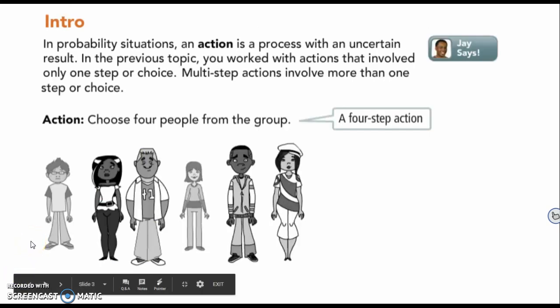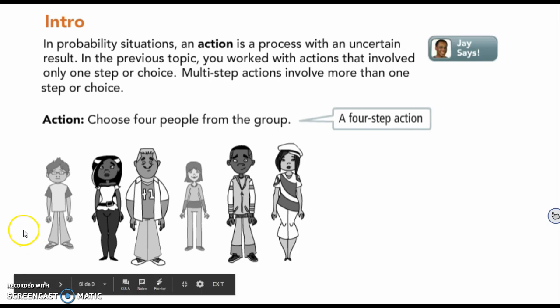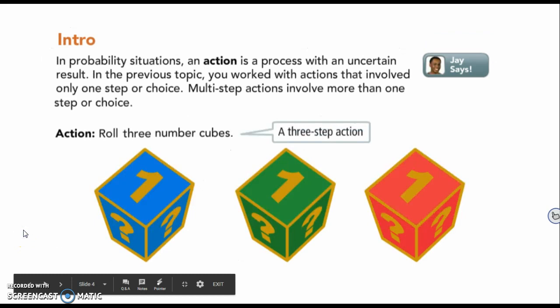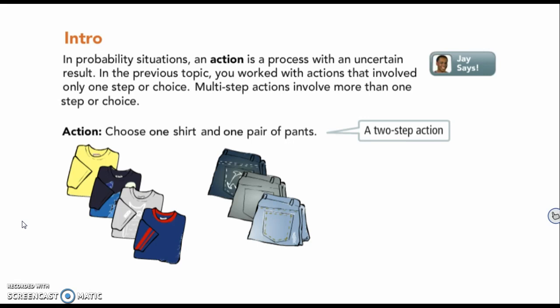An action is a process with uncertain results. Looking at this action, choose 4 people from the group, so this is a 4-step action. With the action, roll 3 number cubes, this is a 3-step action. With the action, choose 1 shirt and 1 pair of pants, this is a 2-step action.